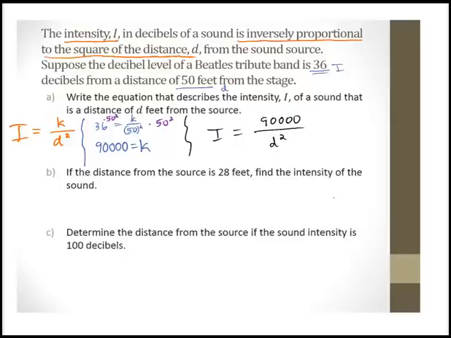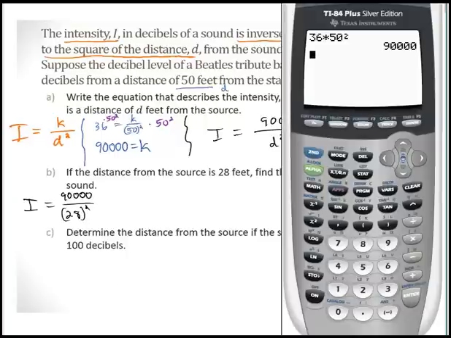If the distance from the source is 28 feet, find the intensity of the sound. Alright, so then the intensity would be 90,000 over 28 squared. I'll use the calculator here. 90,000 divided by 28 squared is 114.8.